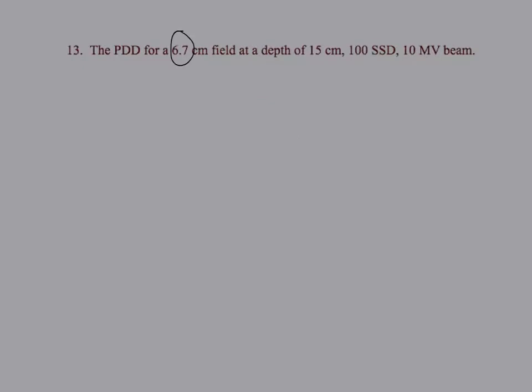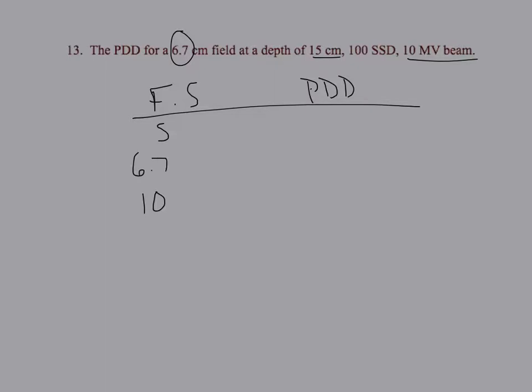So the percentage depth dose for a 6.7 field, 10 MV beam, depth of 15 cm. So I look at my chart. Now I need to look at it for the 10 MV and make sure when you're looking at your tables or your charts you've got the correct energy. And the field sizes it offers are 5 and 10, and I'm in between there with 6.7.